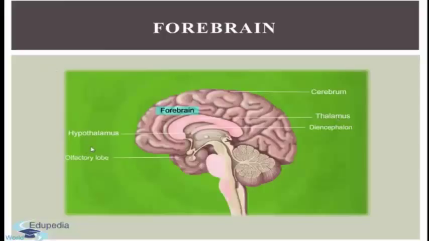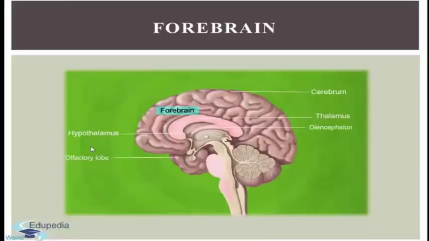Hypothalamus coordinates various autonomic activities of the body, including water balance, control of pituitary gland, body temperature, blood pressure, etc. Diencephalon has a cavity called the third ventricle. The roof of diencephalon possesses an anterior choroid plexus for the formation of cerebrospinal fluid.